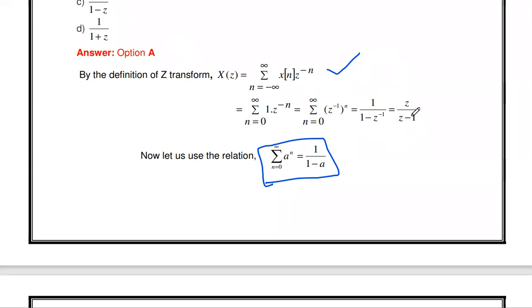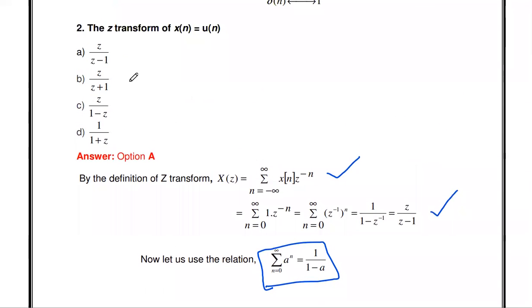If you take the LCM and rearrange, we get the answer z by z minus 1. So you just remember these answers. The unit step sequence has the Z transform 1 by 1 minus z inverse, or z by z minus 1. Here all answers are given in positive z. So z by z minus 1 is the Z transform of u of n. The standard answer you have to remember.